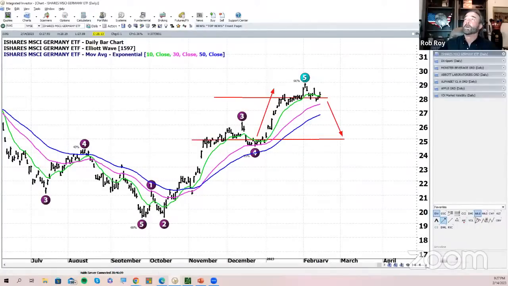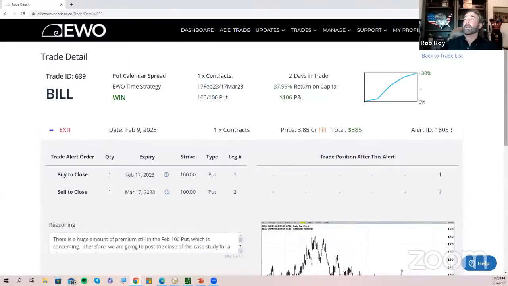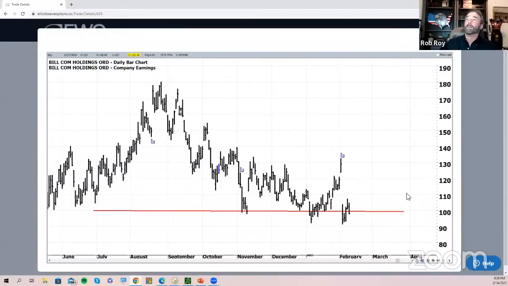But what I did want to show you is this was really interesting with the pricing. This was in our time strategy. Symbols Bill. Yeah, like that. It's Bill. We're going to trade Bill. But it was a put calendar spread, and the expiration was this coming Friday, but we already closed it out. And the odd thing about this is the stock was trading right in our range. Take a look at this, sitting right there at 100. And it was a very short-term trade.